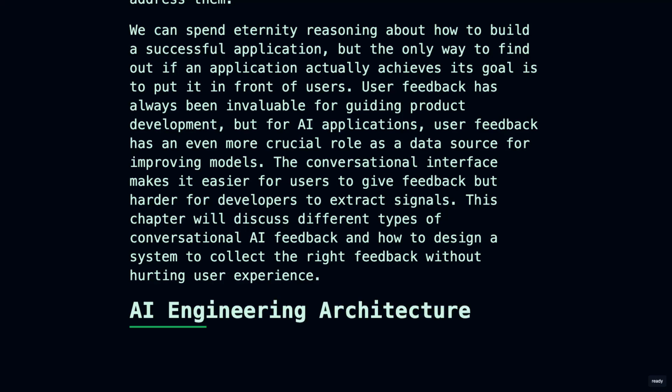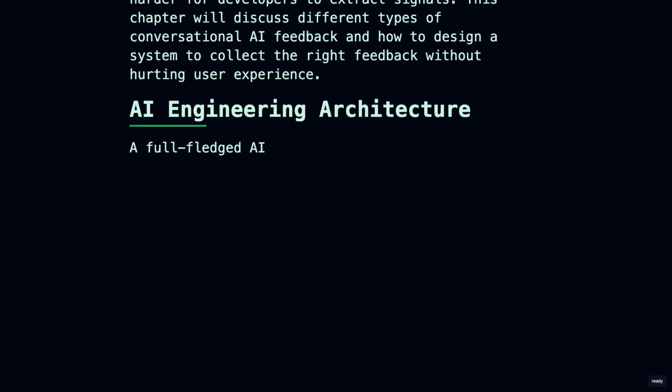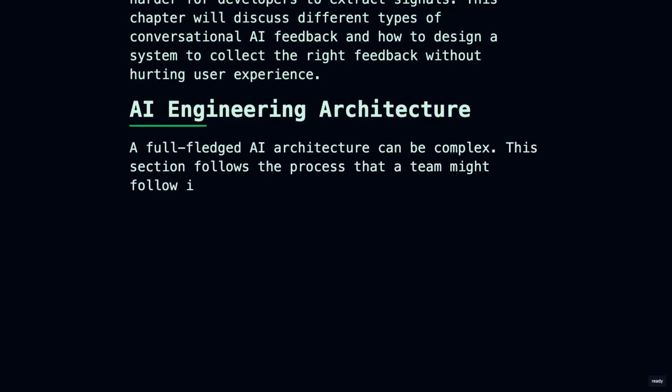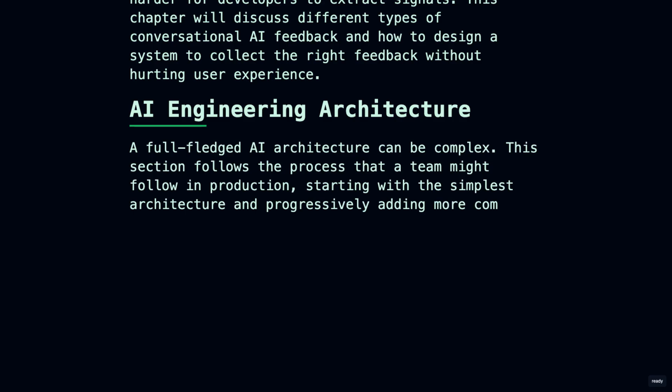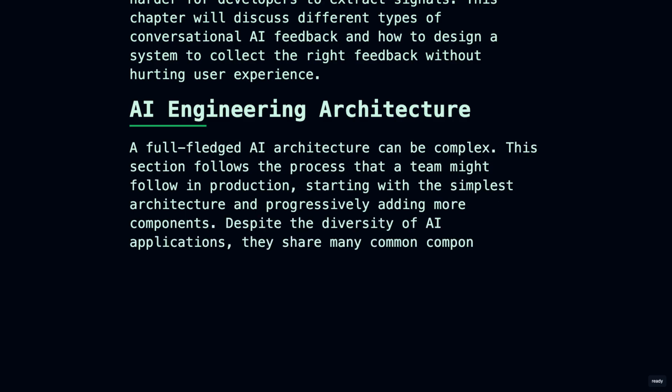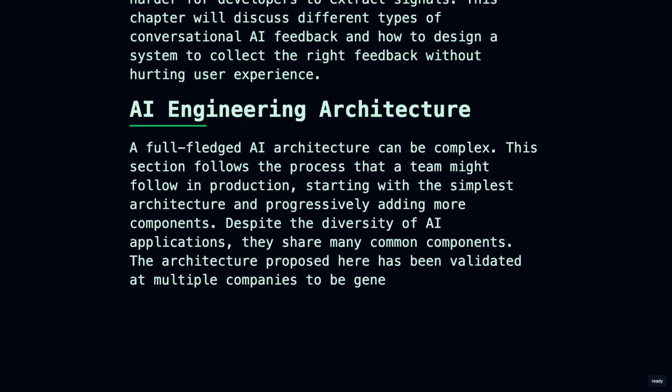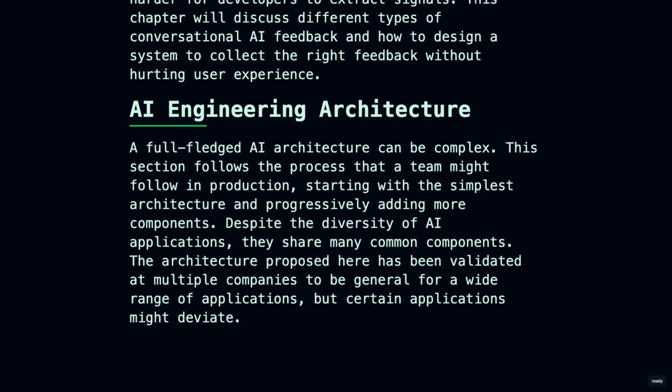AI Engineering Architecture. A full-fledged AI architecture can be complex. This section follows the process that a team might follow in production, starting with the simplest architecture and progressively adding more components. Despite the diversity of AI applications, they share many common components. The architecture proposed here has been validated at multiple companies to be general for a wide range of applications, but certain applications might deviate.